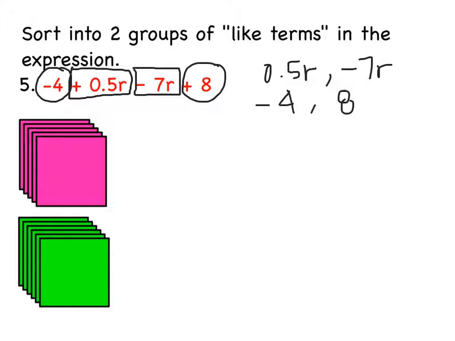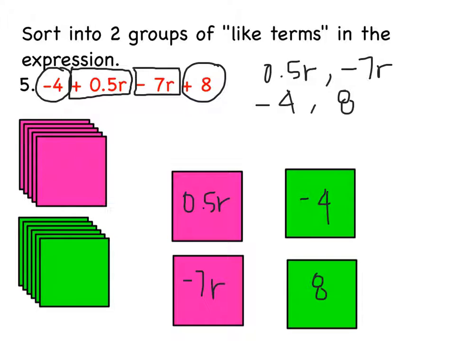Okay, now I'll show you this is exactly the same as if we had used our stickies. If I had written them on the stickies, I would have had 0.5r and negative 7r on the pink and negative 4 and 8 on the green. So those are my two groups of like terms.